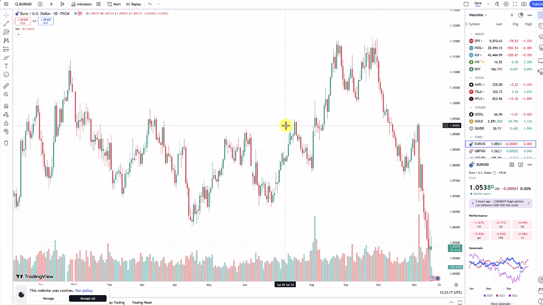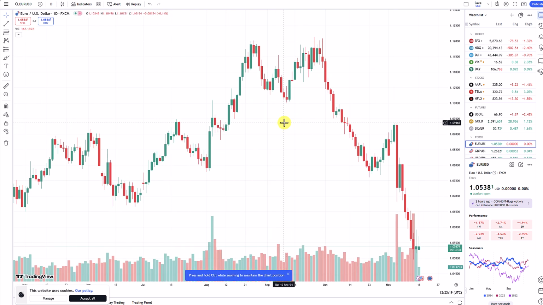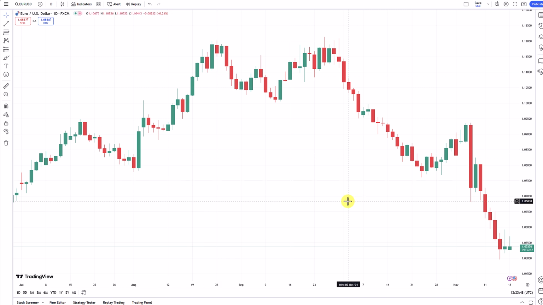The Euro US dollar is the most commonly traded Forex pair in the world. It's the most active one. So what we see here is a so-called candlestick chart. Each bar here is a candlestick. And the candlestick shows you the price information and the price movement.